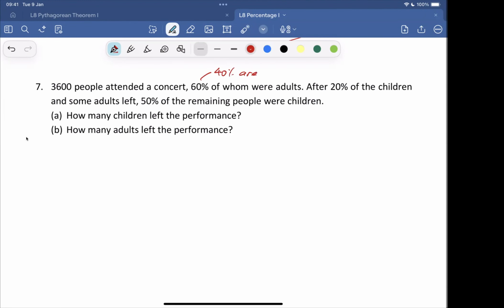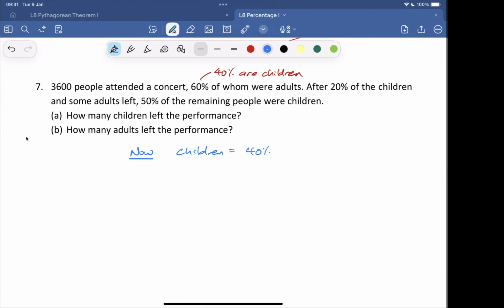40% are children. Now, they say 20% of the children and some adults left, and 50% of the remaining people are children. Okay, never mind. Let's get started. How many children are there right now? Okay. 40%. Is this like a ratio question? Yes. So let's write down how many children are there now.